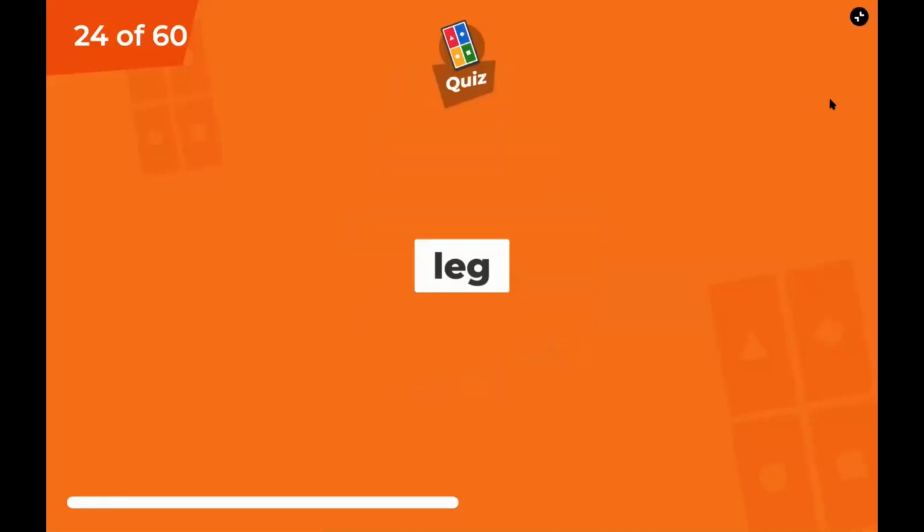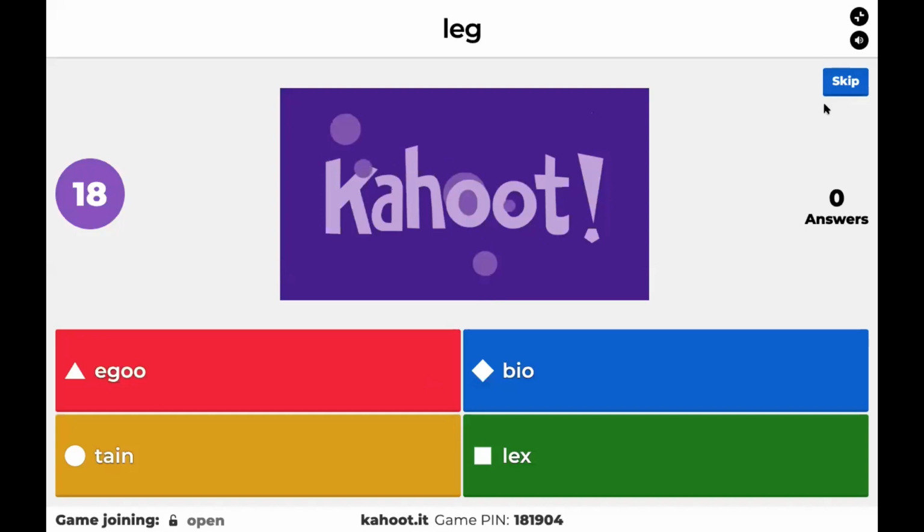Leg, L-E-G. Ego with 2 O's, so that's blue, bio, yellow, cane, and green, leg, or legs. Red, ego, blue, bio, yellow, cane, and green, legs.